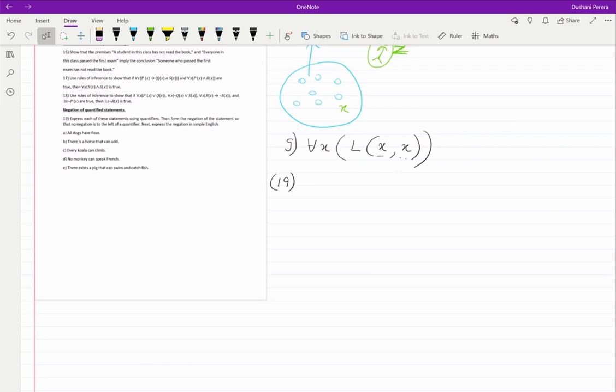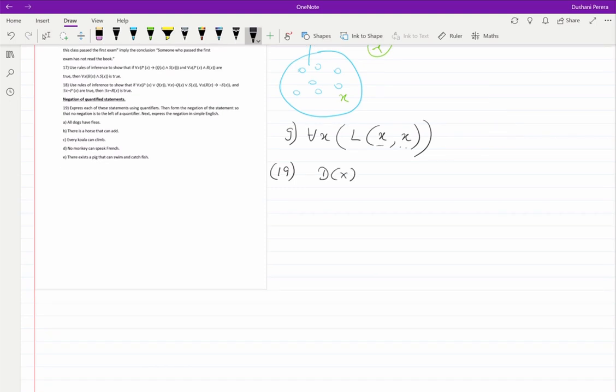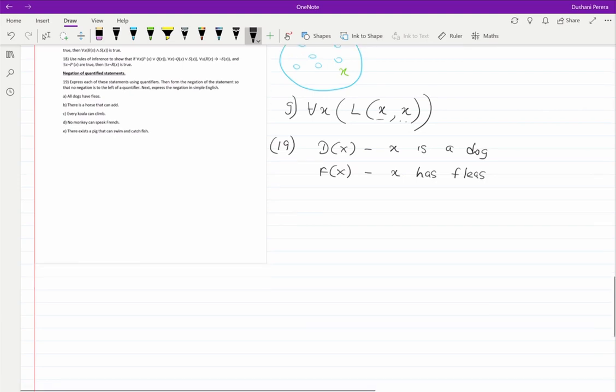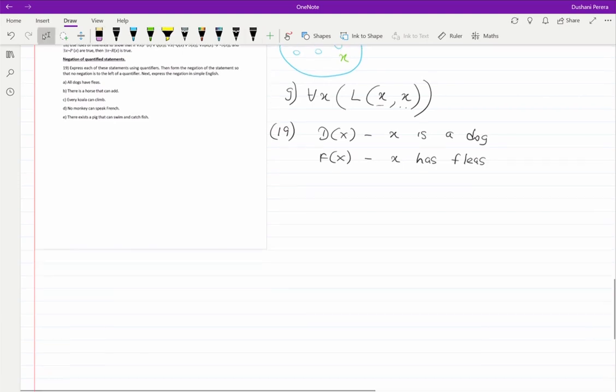So let's say D(x) denotes that x is a dog and F(x) denotes that x has fleas. So if we want to say that all dogs have fleas, how do we write this? This is generalized for all x, so this is for all x: if it's a dog, then it has fleas. This is how we write it.